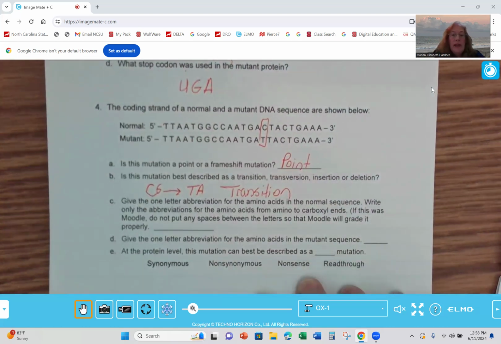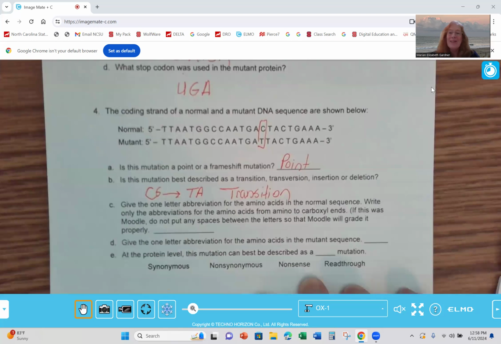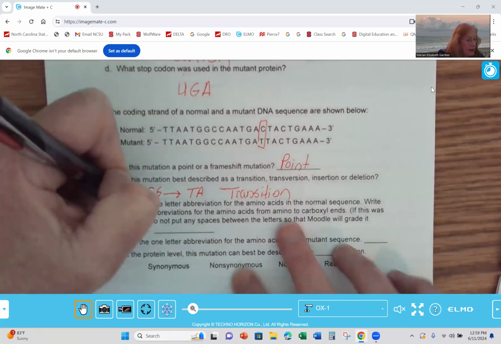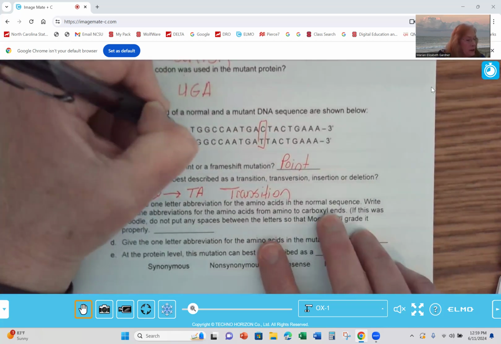Give the one-letter abbreviations of the amino acids in the normal sequence. Write only the abbreviations for the amino acids from amino to carboxyl. And if this was Moodle, don't put any spaces so that Moodle will grade it correctly. That's really important. Moodle is incredibly picky because it will grade however it was programmed to grade, and it doesn't allow for anything that's different. So here we want the one-letter abbreviations for the normal sequence.